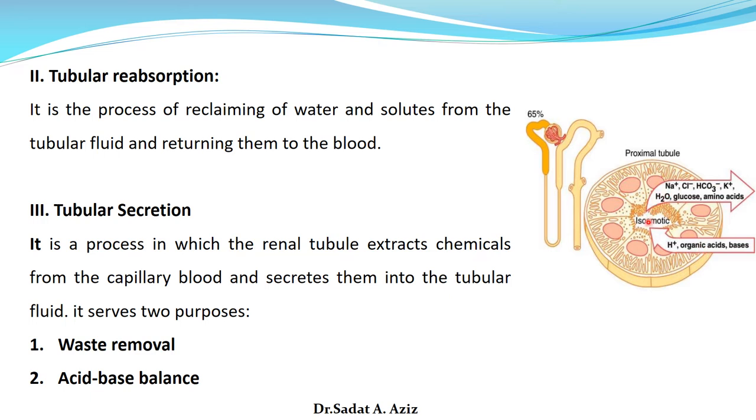Reabsorption is claiming back the filtrate or the solutes and water into the circulatory system, but secretion is from the blood vessels of the circulatory system back into the renal tubule. So the process of secretion has two main advantages. The first one is waste removal. Some chemical agents might not be filtered because of their size and because of their charges. So through the process of secretion, they can be secreted into the renal tubules.